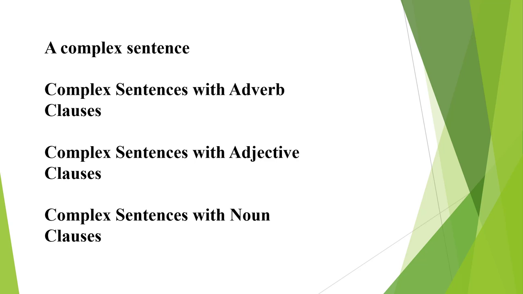So let's speak about complex sentences with adjective clauses. An adjective clause acts like an adjective, that is, it describes a noun or pronoun. An adjective clause begins with a relative pronoun, such as who, whom, which, whose, or that, or with a relative adverb, such as where or when. It follows the noun or pronoun it describes.